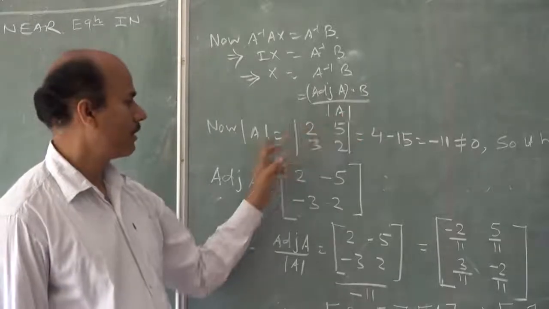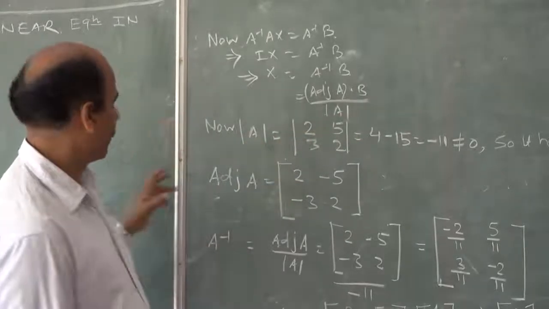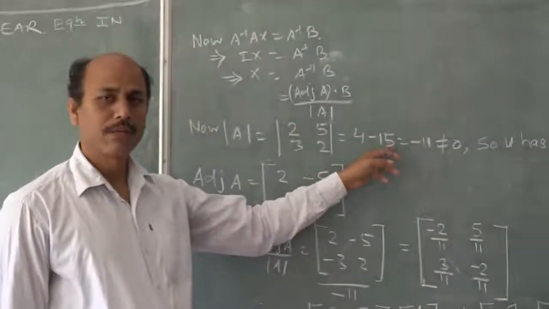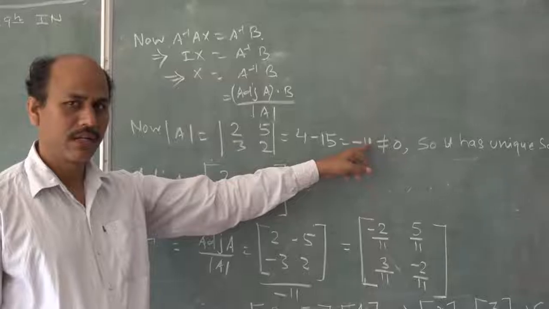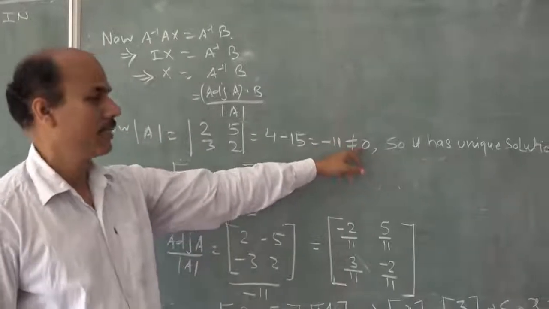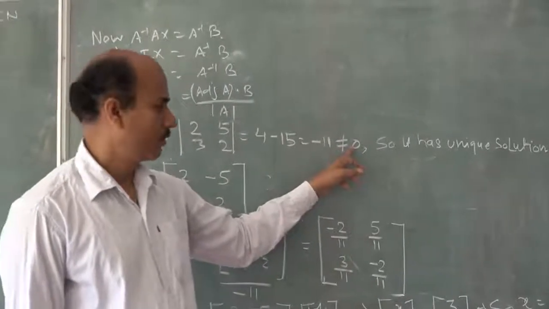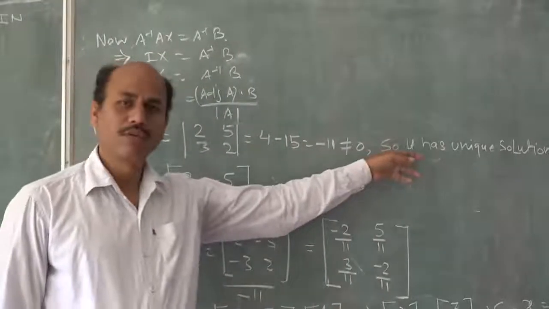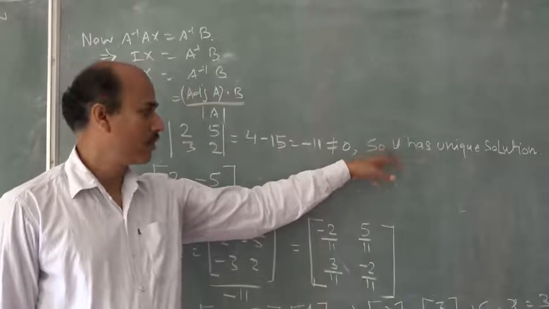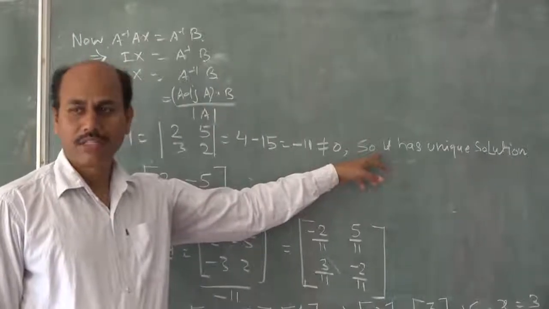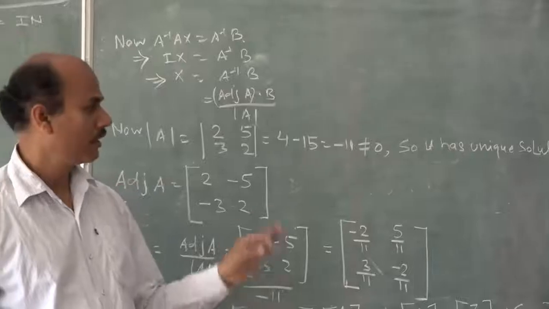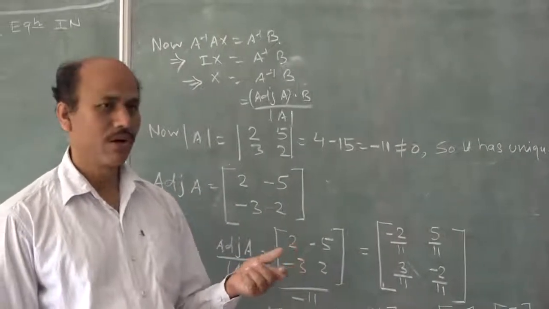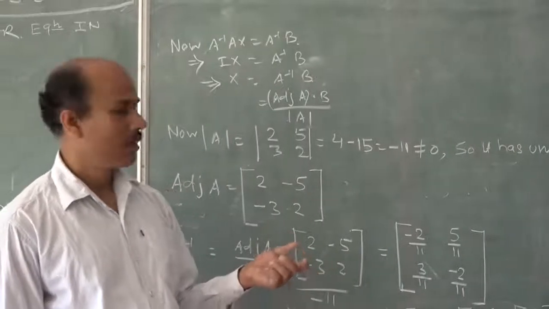First the determinant of A you have to find. So A, already the matrix I found, that matrix value is 2, 5, 3, 2. Now if you simplify it, you will get its value as minus 11. So minus 11 you are getting, that is not equal to 0. So if you are getting the determinant value of any matrix as not equal to 0, always remember that your solution will be a unique solution. I mean, these linear equations will give only one set of solution, not infinitely many, and neither is it going to be a no solution case.